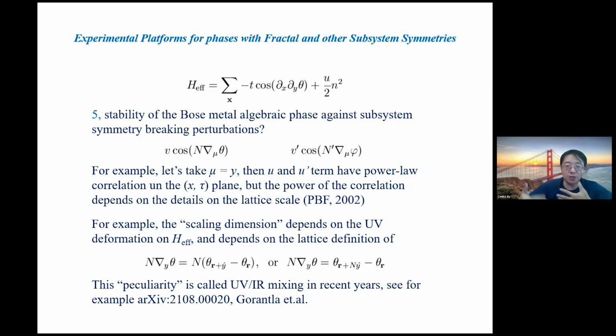This peculiarity is called UV-IR mixing in recent years. See this recent paper on this subject. It just means that we cannot naively take the UV cutoff to infinity. There's a difference between taking a continuum limit and taking a thermodynamic limit. You can look at this paper to compare these two different definitions of the infrared physics. Is there any question?